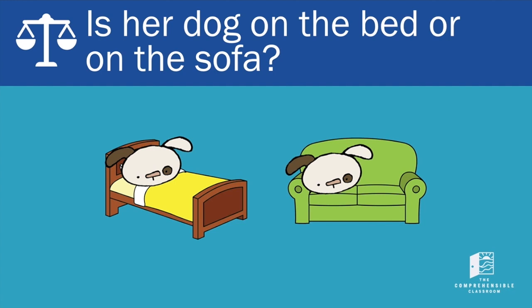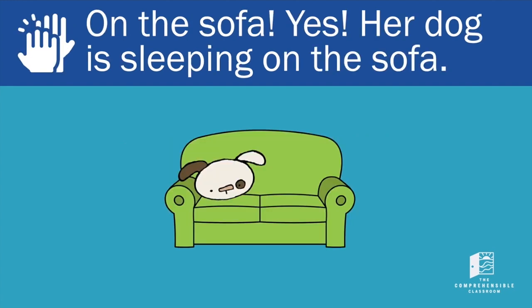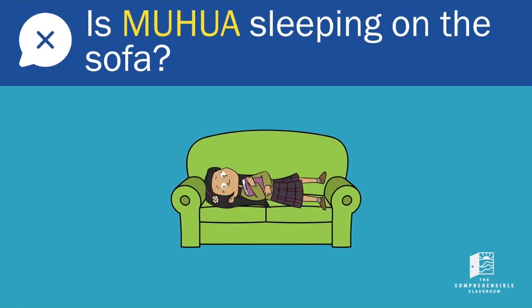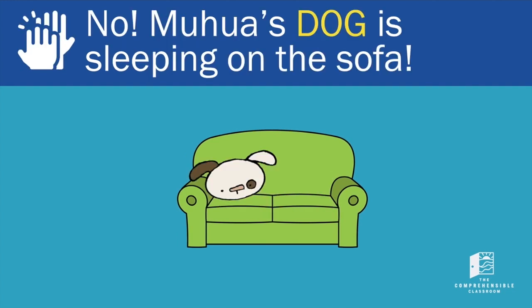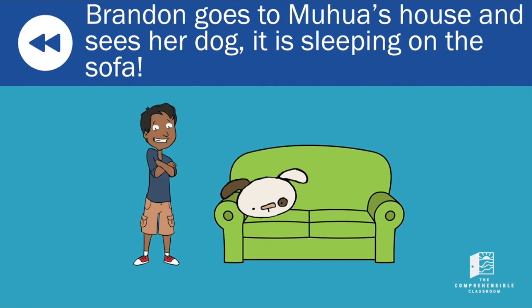I sorted out the information. There were two things going on there. There was an action and there was a location. So now I'm going to pull out the location and make sure my students get that straight with an either or question. On the sofa, yes, her dog is sleeping on the sofa. Now I'm going to bring back in that extra piece of information. Is Muwa sleeping on the sofa? No, affirm it. Muwa's dog is sleeping on the sofa.